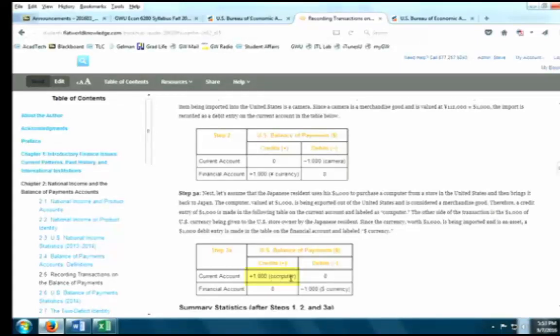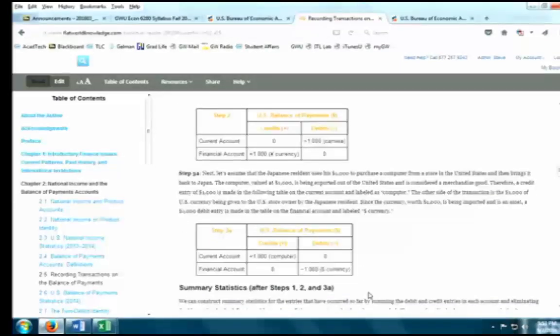So plus $1,000 computer listed here. The item being imported into the U.S. is an asset. It's U.S. currency coming back in the hands of the computer owner that's selling the computer. And that makes it a debit entry, and it's on the financial account of minus 1,000.